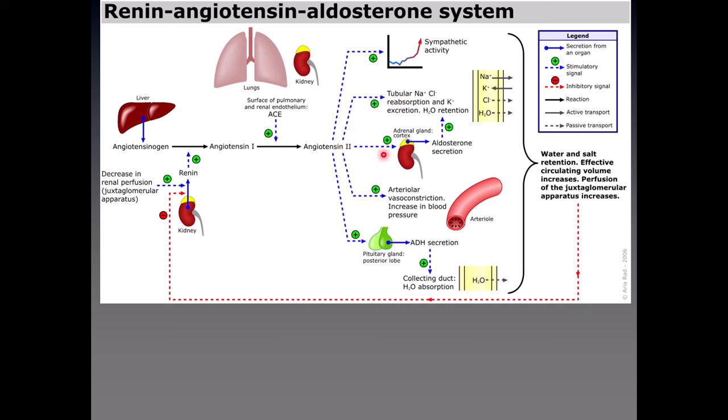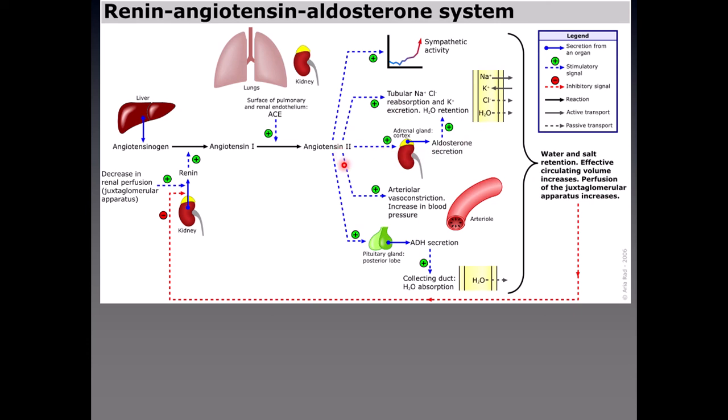Another function of angiotensin 2 is that it acts on the adrenal cortex and sends the stimulatory signal to the adrenal cortex, which will secrete aldosterone. Aldosterone will retain sodium, water and chloride in the body and excrete potassium back into the lumen for excretion. As sodium and water are retained, again water and salt retention happens, effective circulating volume or blood volume increases, perfusion of the juxtaglomerular apparatus increases, and the blood pressure increases.